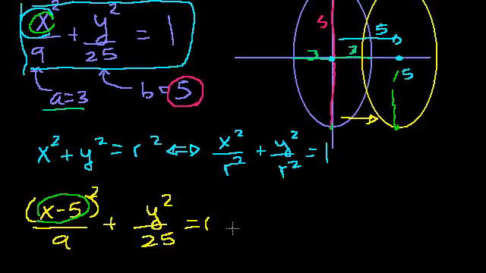And then, let's say we wanted to shift this equation down by 2. Right? So if we wanted to shift it down by 2, our new ellipse looks something like this.